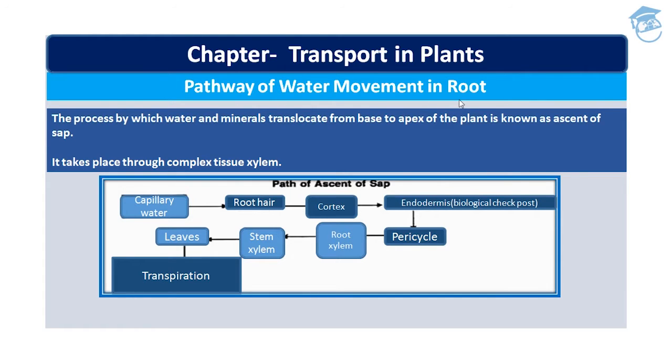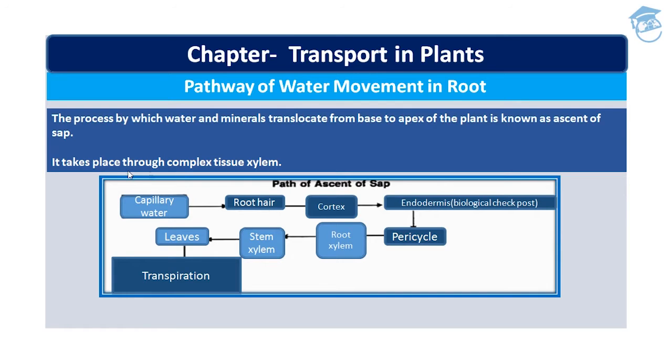The process by which water and minerals translocate from the base to the apex of a plant is known as ascent of sap. Now, what is sap? Sap is water plus mineral. So sap is water plus mineral, and the process by which water and mineral translocate from base to apex of the plant is known as ascent of sap.